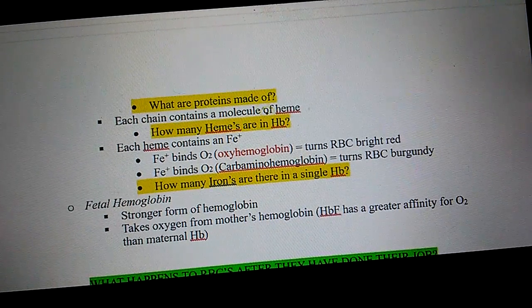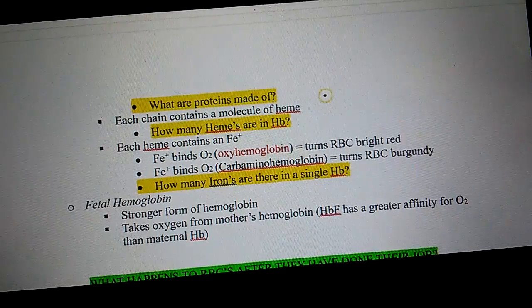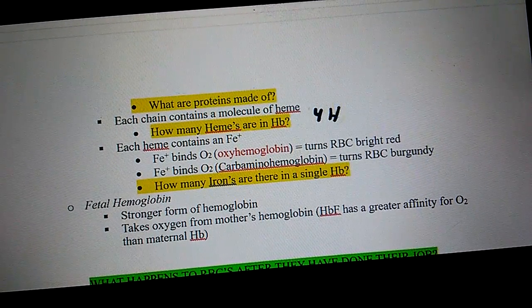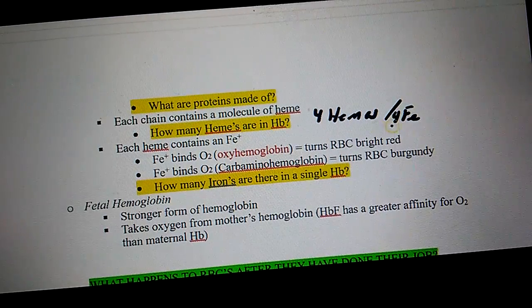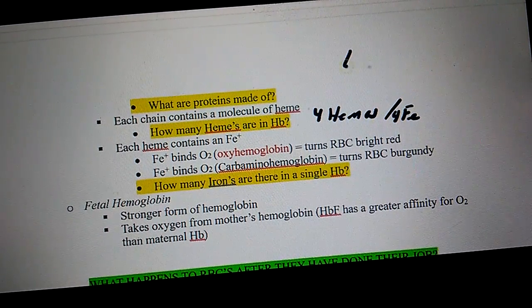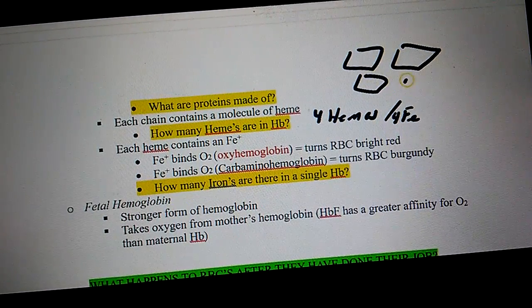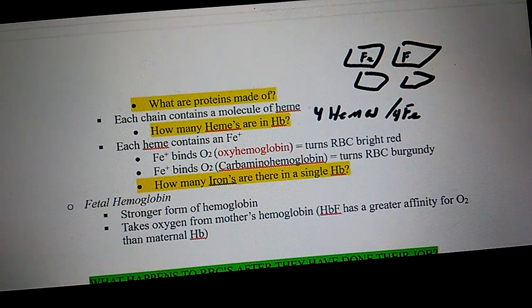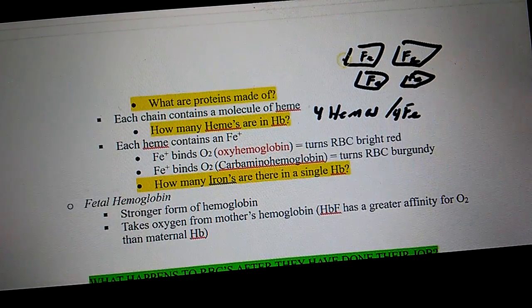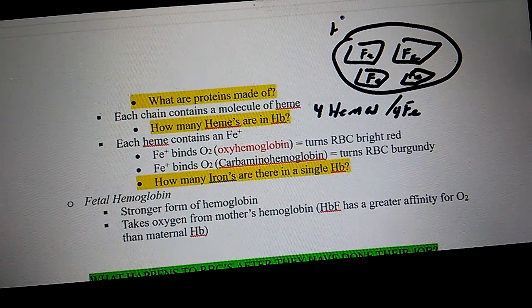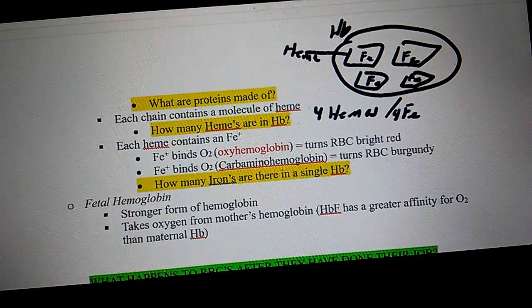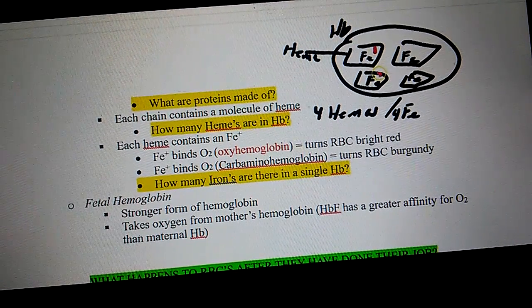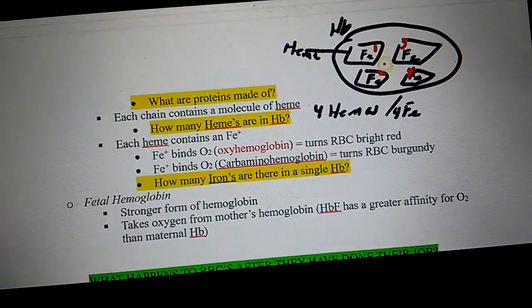Now, what makes up the hemoglobin? 4 hemes, with one iron per heme. So 4 hemes, 4 irons. This is a heme, this is a heme, this is a heme, this is a heme. Iron in each one. This whole thing right here is hemoglobin. How many hemes make up a hemoglobin? 1, 2, 3, 4. How many irons make up one hemoglobin? 4.